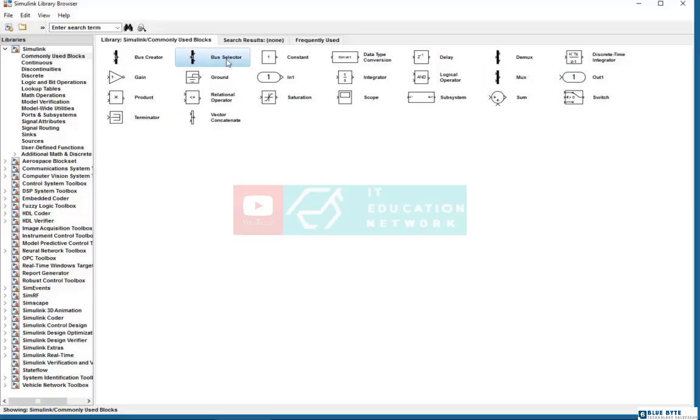We should use the bus selector in order to separate the data. The bus creator is the same as the bus selector. Also, we have in and out, which, as I said before, are mostly used in subsystems in order to connect the subsystem signals to the main model signals.